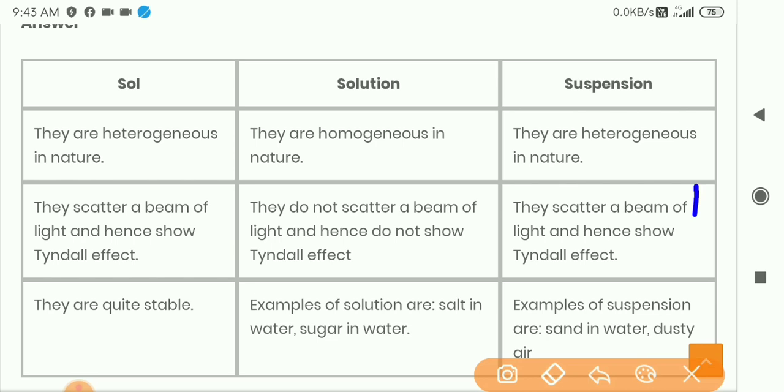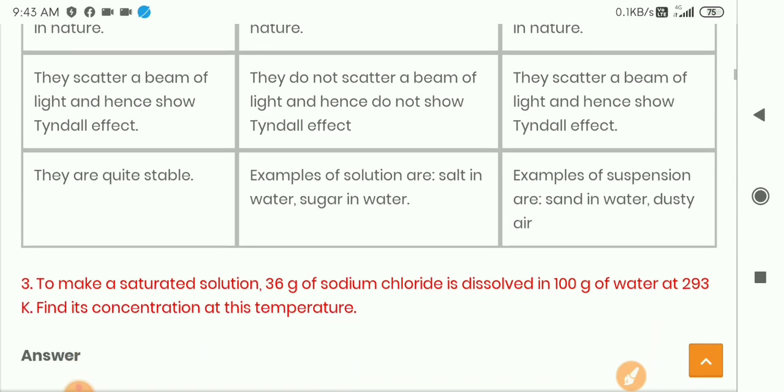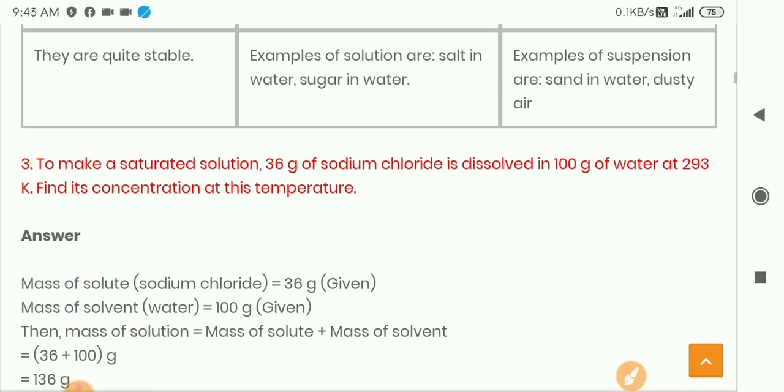Now this difference we have already seen clearly in the chapter also. Sols are quite stable. Sol, that is colloids, they are stable. That means the particles are less than 100 nanometer size, and that's why the particles are quite small and they do not settle down. So it is stable. Then examples of solutions are salt in water, sugar in water, and it is stable also. Examples of suspension are sand in water, dust in air. Okay, so this is the difference between the sol, solution and suspension.